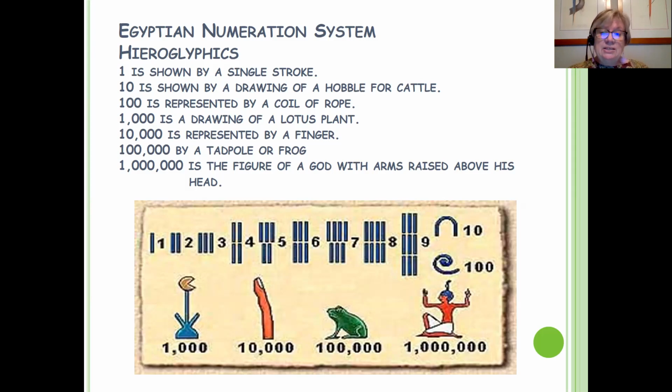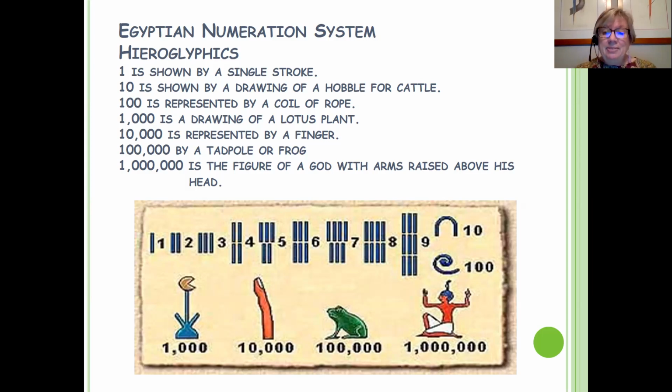So if you needed to write down 999,999, you would need 9 toads, 9 fingers, 9 flowers, 9 scrolls, 9 heel bones, and 9 ones. That's a lot of writing. So you can see how this is really easy to learn, easy to work back and forth between our system and their system, but it's not very efficient. It would take up a lot of room.